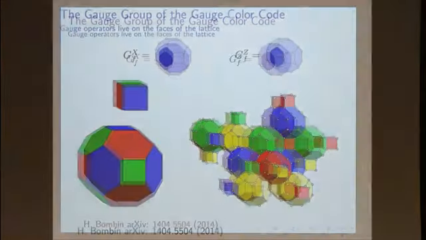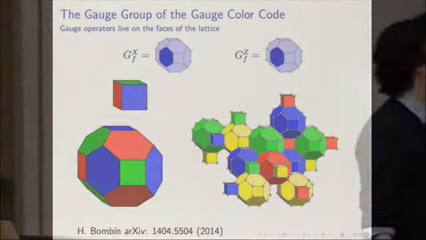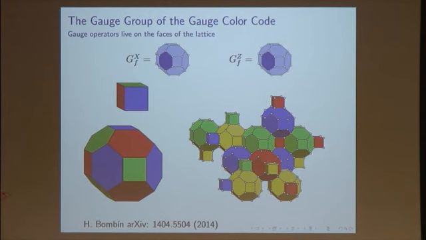Okay, so let's look at the example of the gauge color code. So the gauge group of the gauge color code is, they live on the faces of this lattice. So for every single face of every single cell, we have the tensor product of Pauli x's that touch the vertices of a given face, and also the tensor product of Pauli z's on all the qubits that touch a given face. We have an X-type and a Z-type face operator for every single face.